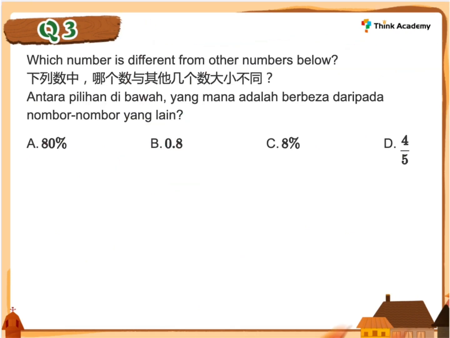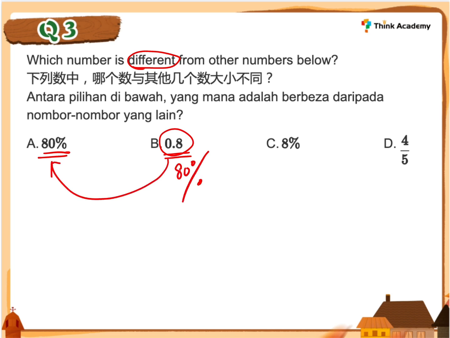Question 3 is very easy. Which number is different from the other numbers below? This is 80%. This is 0.8. Convert this decimal into a percentage, it'd be 80%, right? And this part, 4 over 5, actually equals 80 over 100, right? It's also 80%. So the answer is C. C is 8%. It's different, right? Very different. So the true answer is C.